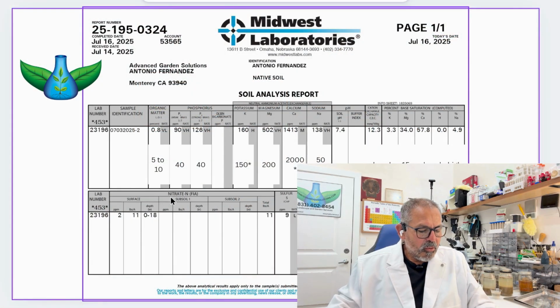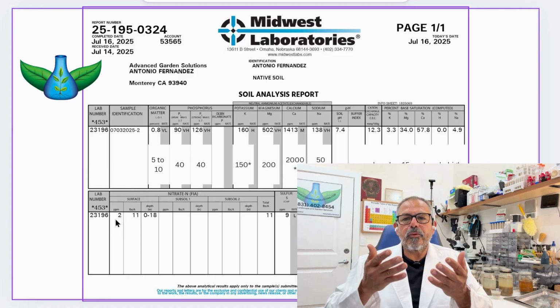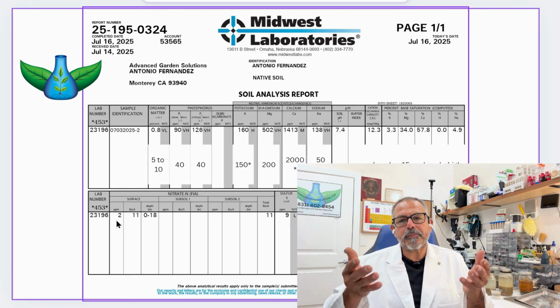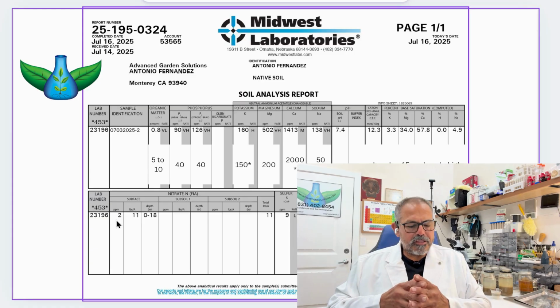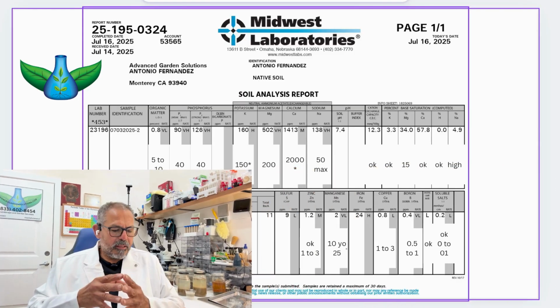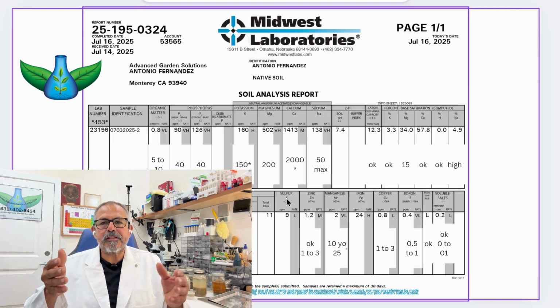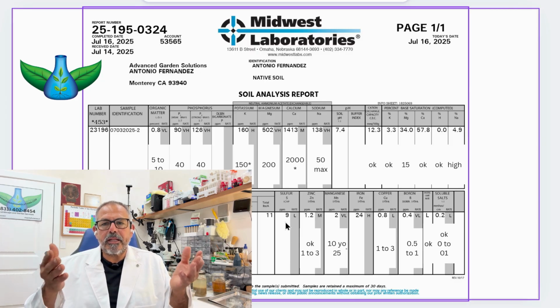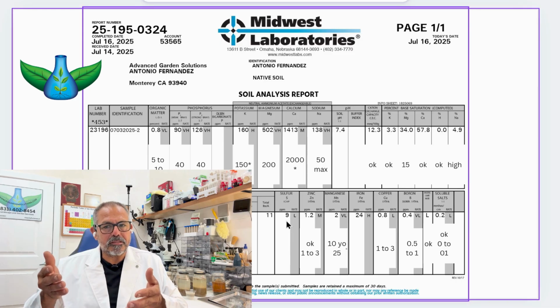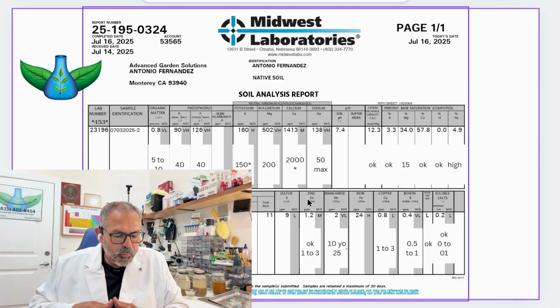Nitrogen. We only have 2 parts per million of nitrogen, when ideally it should be between 10 to 15 parts per million. Lack of nitrogen shows as yellow leaves in most plants. Then we move down to sulfur. Sulfur is beneficial for plants because it helps with many important plant functions. In this case, we have 9 parts per million, which is fairly low.